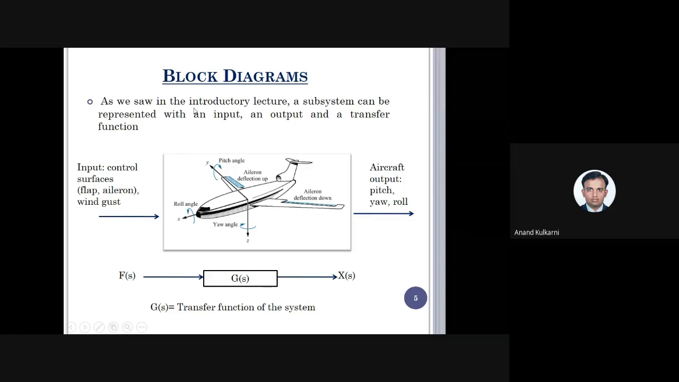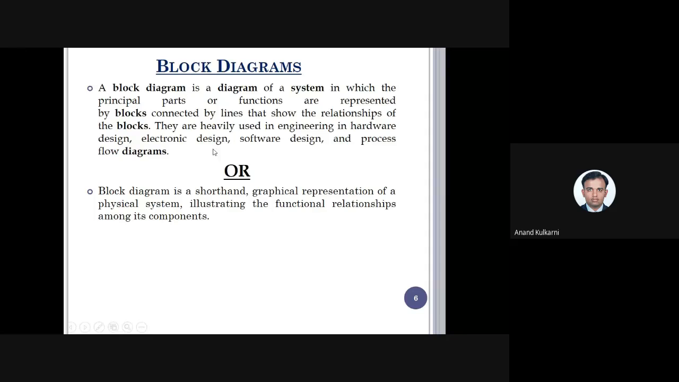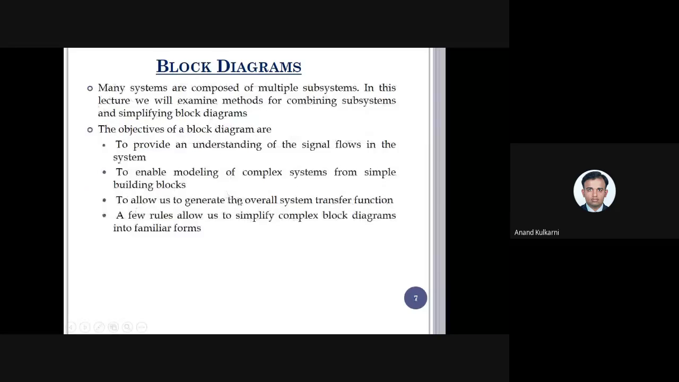Now, as we saw in the introductory lecture, a subsystem can be represented by an input, output, and a transfer function. That is what is written here. We can represent a system with the help of a block diagram and input, output, signal. That is what is done. Now, what is the definition of block diagram? Remember, the definition of block diagram is very simple. Block diagram is a shortened graphical representation of a physical system. I'm reading the second definition, then I'll come to the first definition. It is a physical diagram of, sorry, one minute.